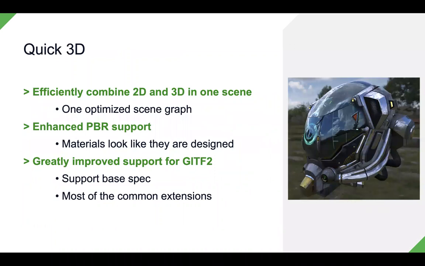Qt Quick 3D is something that we've been building over the last years. You've seen previews of Qt Quick 3D already in 5.14 and 5.15. With Qt 6, as I said, it's now built on top of the rendering hardware interface, which simplifies a lot of things and makes it possible to much more efficiently also combine 2D and 3D in one scene. We have one optimized scene graph that handles both. Qt Quick 3D at the same time has gotten a lot of new features and functionality.